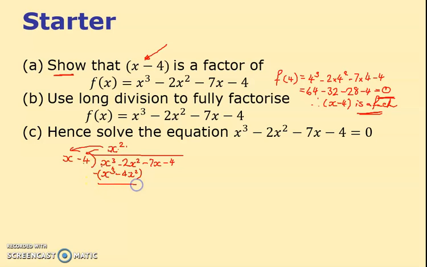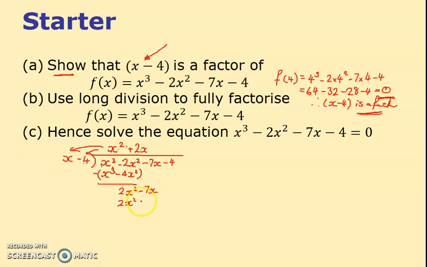That minus x cubed disappears, minus 2x squared, minus and minus is a plus, plus 4x squared is 2x squared. Easy to make a mistake there. Notice I brought down the minus 7x. x times by what is 2x squared? That's plus 2x. 2x times the x is 2x squared. Good, that's what I wanted, because then it disappears.